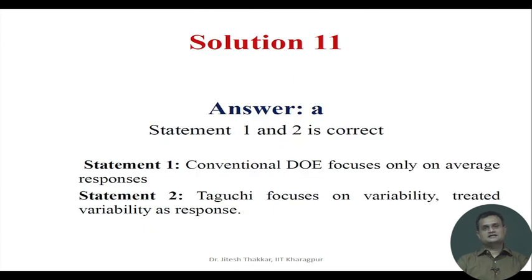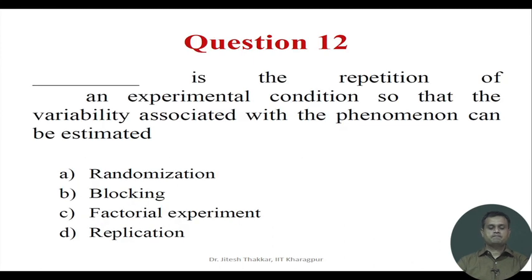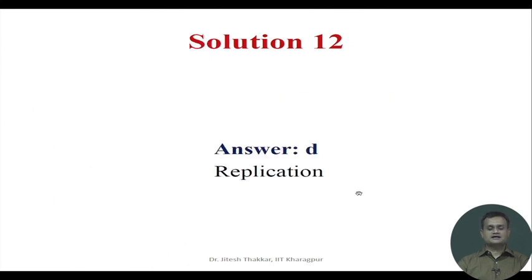The correct answer is A. Statement 1 and 2 is correct. Statement 1. Conventional DOE focuses only on average responses, and statement 2. Taguchi focuses on variability, treated variability as response. Question 12. Fill in the blank: is the repetition of an experimental condition so that the variability associated with the phenomena can be estimated. A. Randomization, B. Blocking, C. Factorial experiment, D. Replication. The correct answer is D.